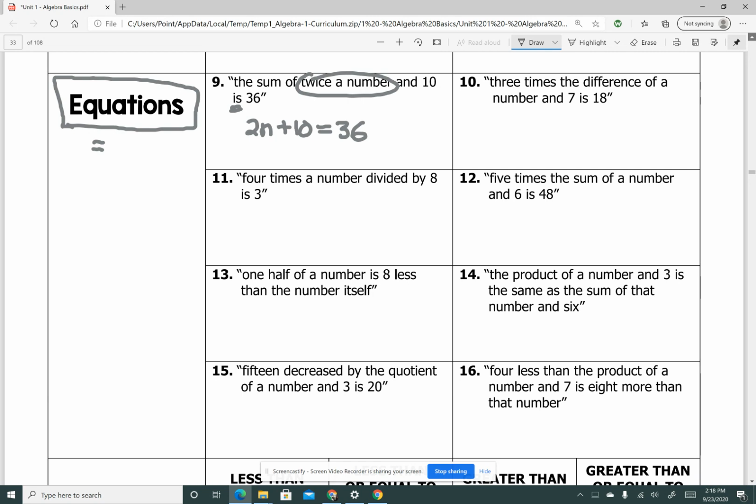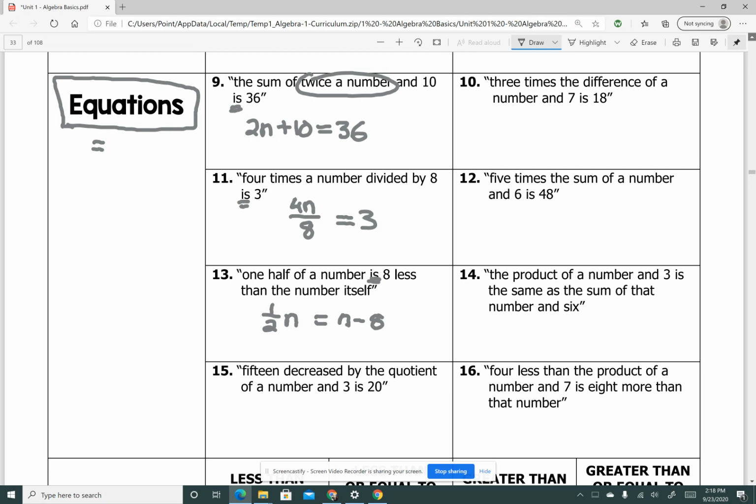4 times a number divided by 8 is 3. So there's our is 3. So we've got 4 times a number, and that is all divided by 8. 1/2 of a number is 8 less than the number itself. That's a turnaround phrase, so that's n minus 8. 1/2 of a number is simply 1/2 n. So we have 1/2 n equals n minus 8.